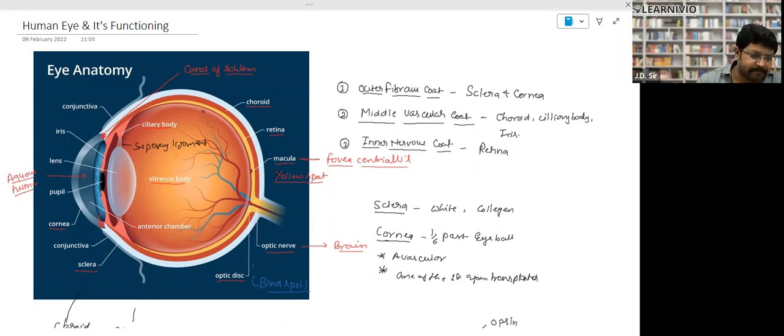This is a human eye. The human eye is basically made up of three layers: the outer coat, the middle vascular coat, and the inner nervous coat. Right?